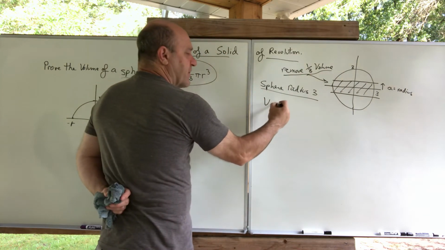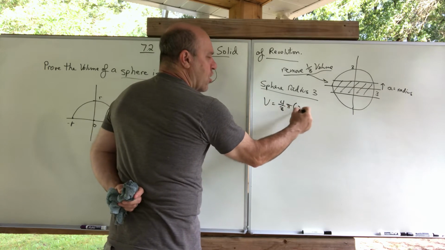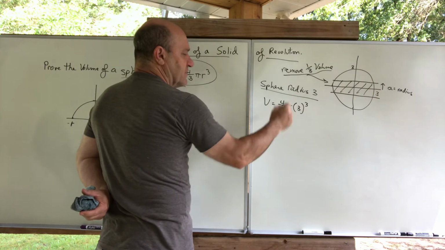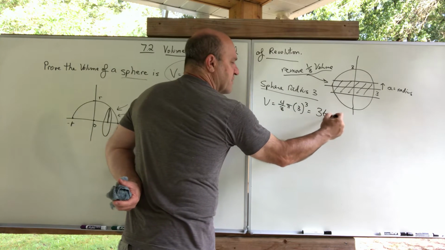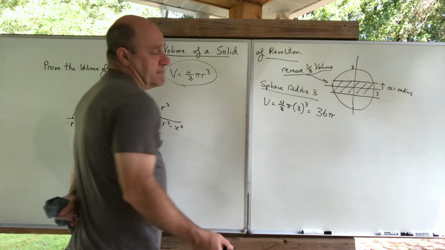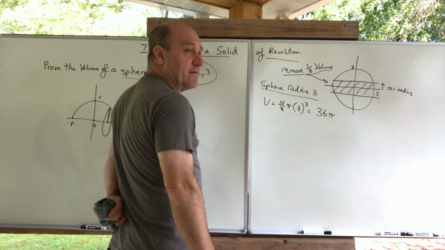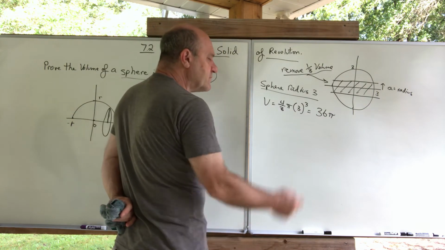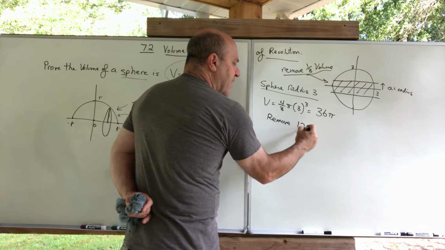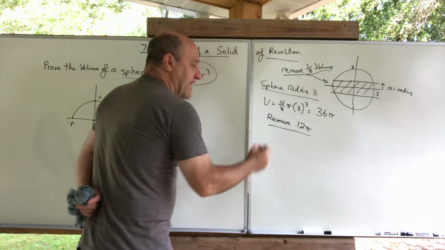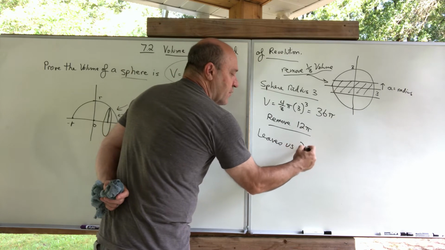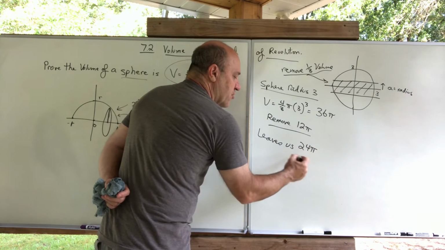Well, what is the volume? 4/3 pi r cubed with a radius 3. Oh, that's 36 pi. So the volume is 36 pi. I want to remove 1/3 of that. What's 1/3 of that? 12 pi. So I'm going to remove, let's be careful how we talk here, 12 pi worth of volume. How much is left? That leaves us with 2/3, which is 24 pi. So that's the volume I want left over.